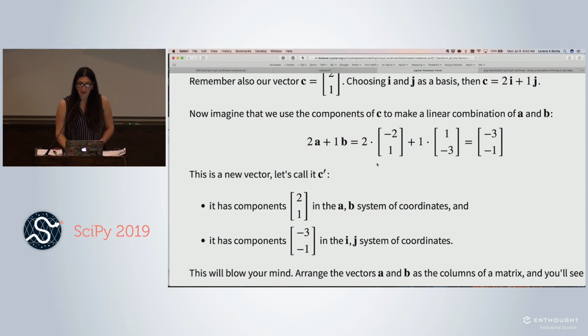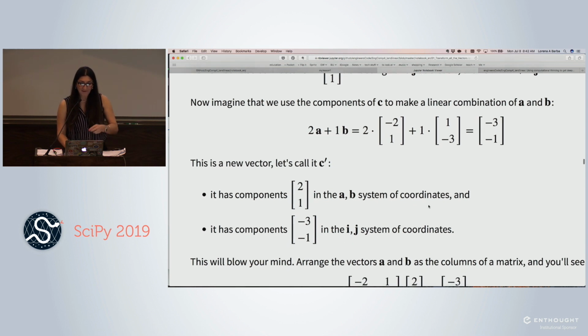It's a new vector that has the components 2 and 1 if we were to use A and B as basis vectors, because you see there's a linear combination of A and B multiplied by 2 and 1. So 2 and 1 could be the coordinates, the scaling factors that allow us to produce this vector from a linear combination of A and B. But the coordinates that allow us to make this vector from I and J are minus 3 and minus 1. So this vector, C prime, has components 2, 1 in the AB system, and has components minus 3, minus 1 in the IJ system.